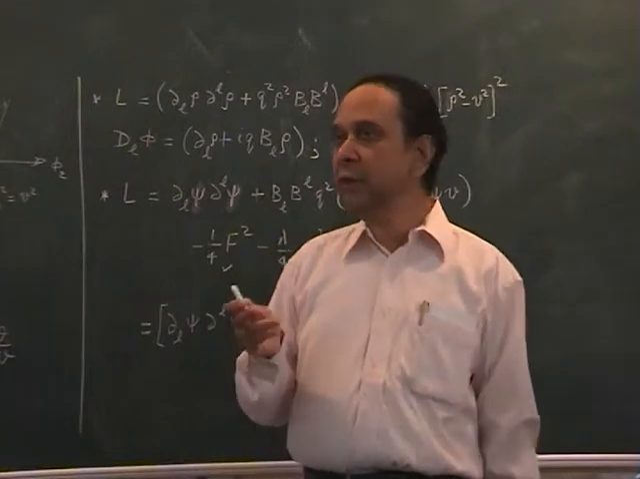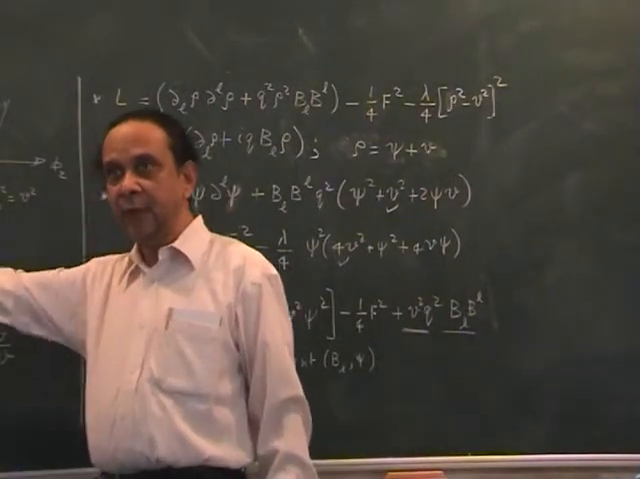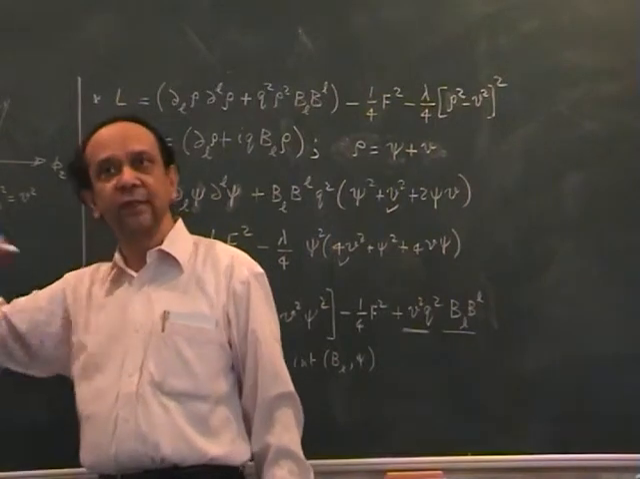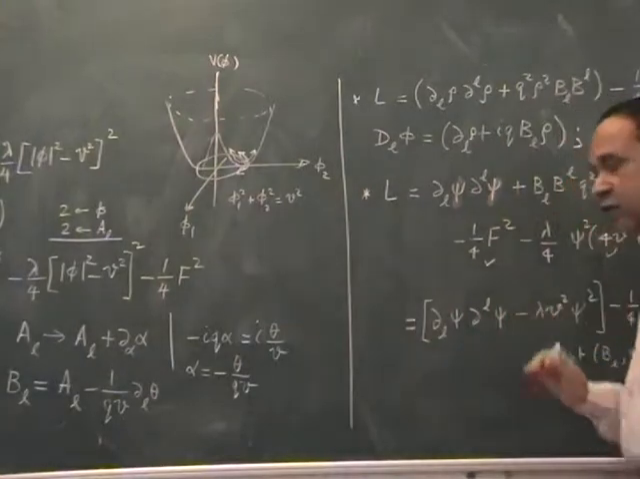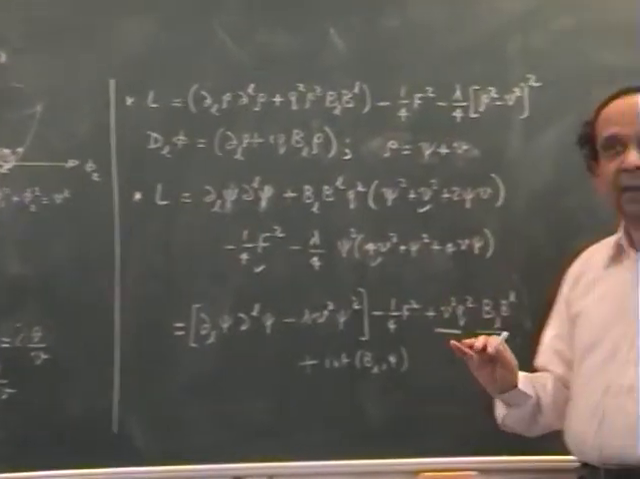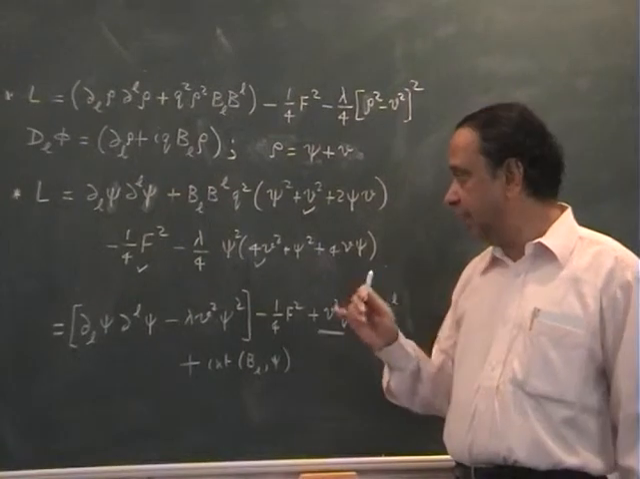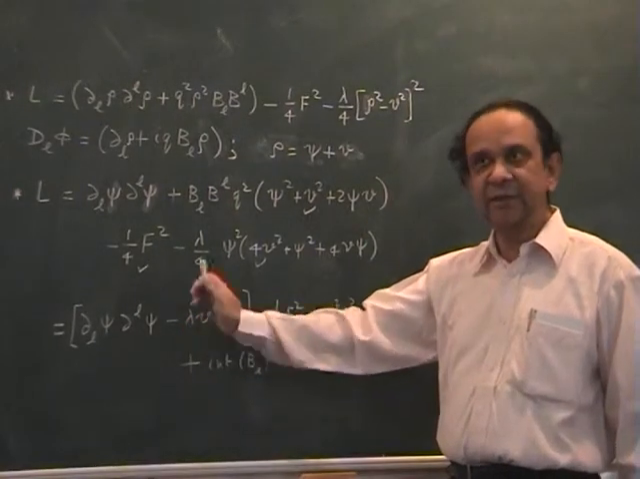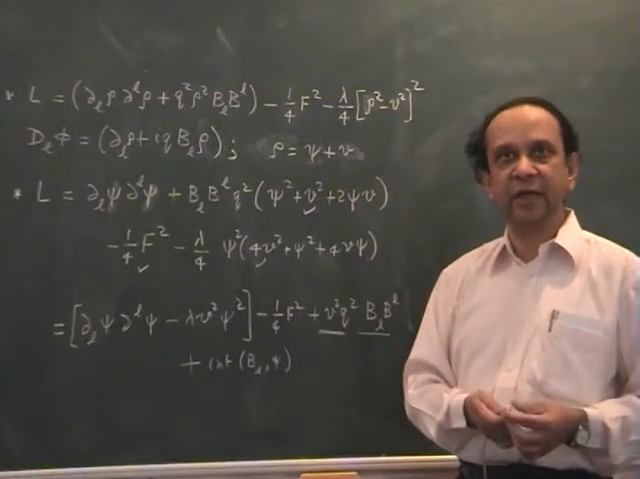Okay? So the massless vector field had 2 degrees of freedom, and a complex scalar had 2 degrees of freedom. So the total was 4 degrees of freedom. They get transformed into a real vector field with mass, which has 3 degrees of freedom, and one real scalar field with mass which has 1 degree. So the 4 degrees of freedom get redistributed in this.